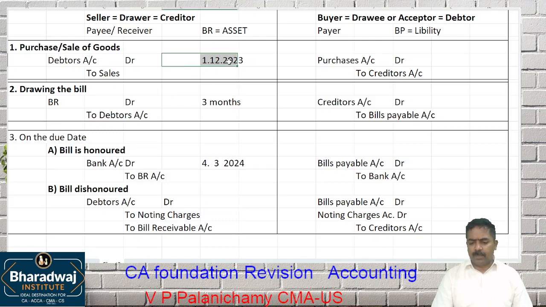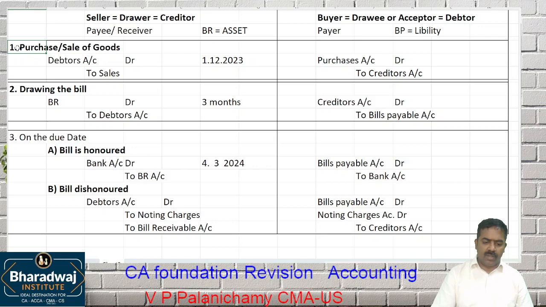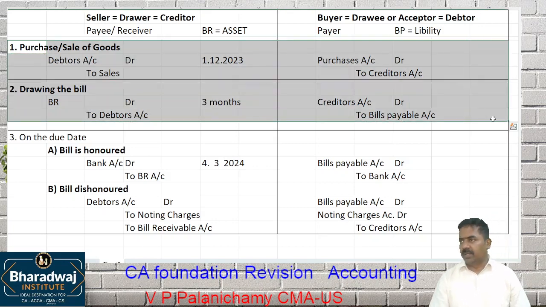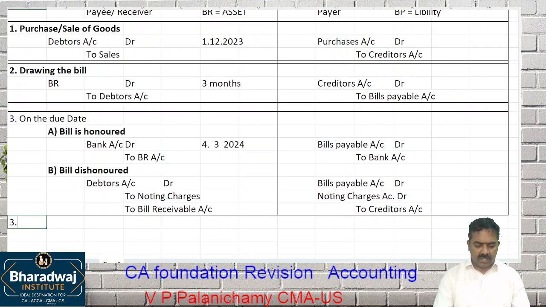But let us assume you want the payment immediately. Today is 1st December 2023. You will get the payment only on 4th March 2024. I want the money now itself. Now, what do you do? You take it to the bank and what? Discount it. So for discounting a bill also, the first two entries will be common. What do you mean by first two entries will be common? Purchase and sale of goods, drawing and accepting the bill, the entries will be common. What is the entry to pass when bills are discounted?